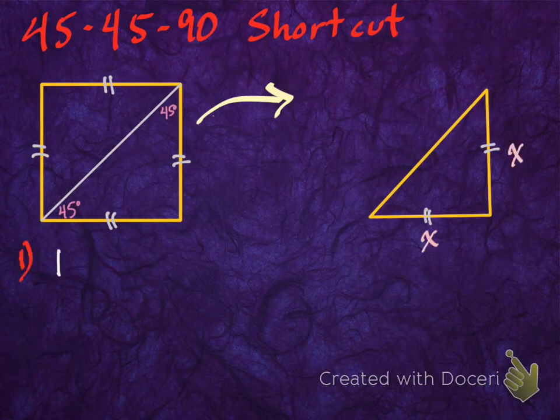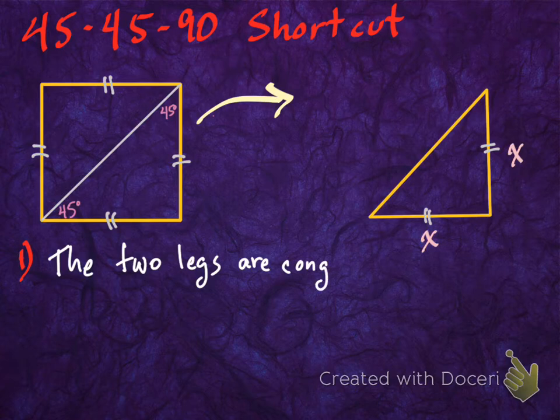Well, as you know, a square has equal sides, and actually that right away, again, is the first shortcut: the two legs of the 45-45 right triangle are congruent. It's an isosceles right triangle, in fact, because of that. Believe it or not, it's one of the easily overlooked facts about this. The two legs are the same length because it comes from a square.